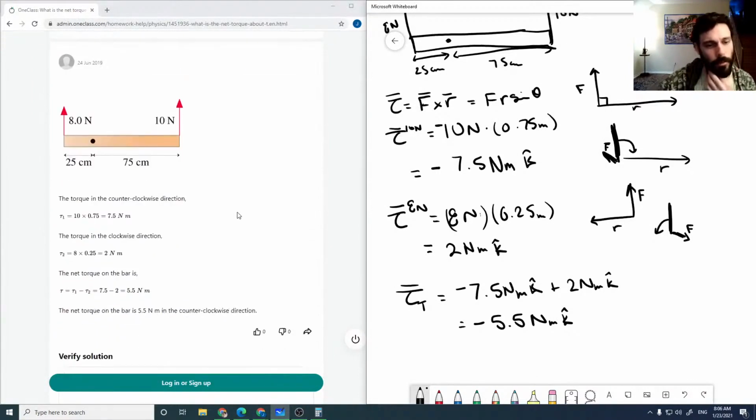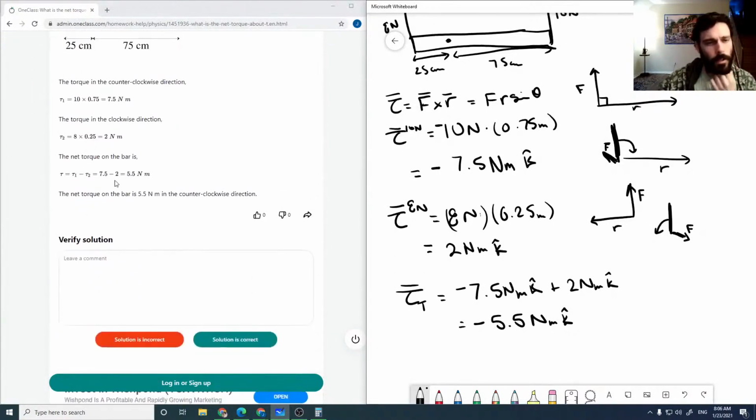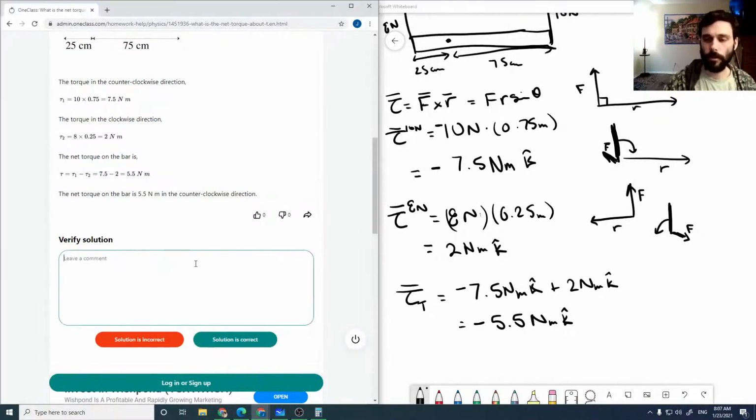Checking the solution here. We do indeed get 5.5. They didn't bother with the directions, but it's counterclockwise, so negative torque would invoke a counterclockwise direction, at least the way I've defined it here. So that looks good.